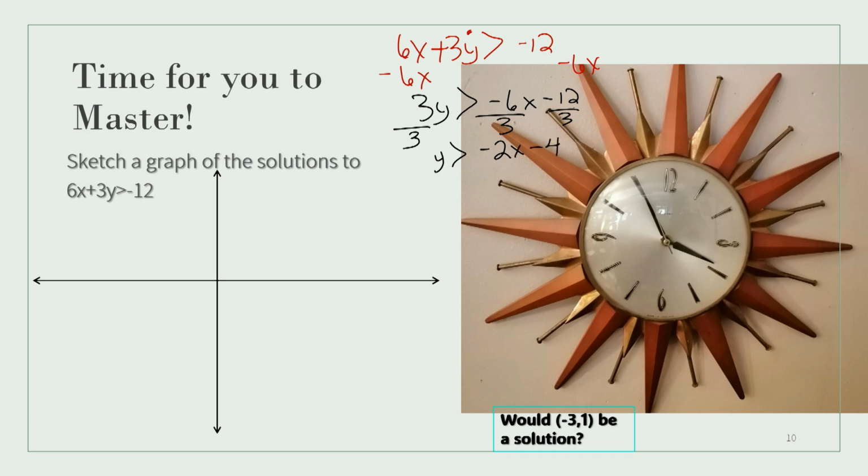Now that I have it in my slope-intercept form, I can go ahead and graph this. So I know that this is going to cross my y-axis at negative 4. So let's do negative 2, negative 4. It's going to be right here. For me to go to my next points, I'm going to have to use my slope. It's negative, so I'm going to go down and then over. I'm going to go down 2 over 1.